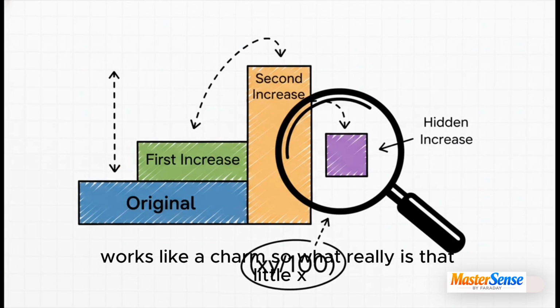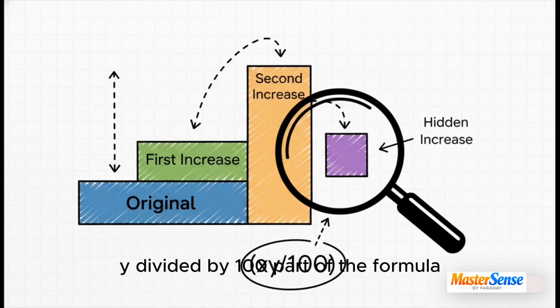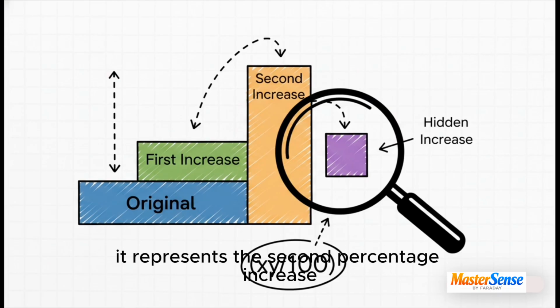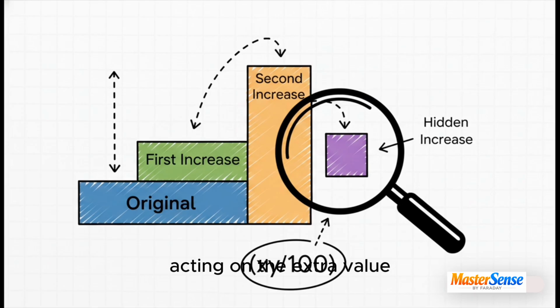So what really is that little xy divided by 100 part of the formula? Well, that's the secret sauce. That's the compounding effect. It represents the second percentage increase acting on the extra value that was created by the first increase. And that, right there, is the key idea.